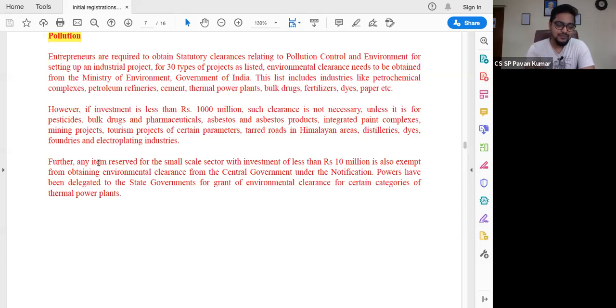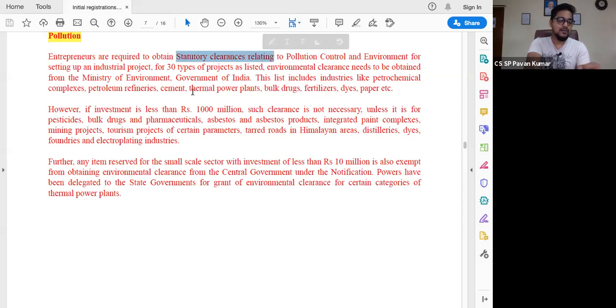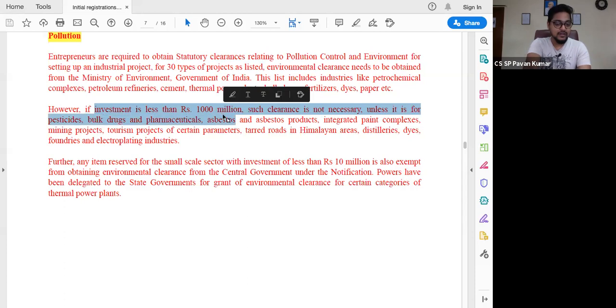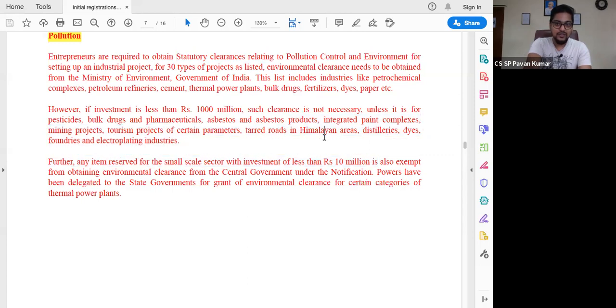However, these clearances are not required if the investment size is less than 1,000 million. Less than 1,000 million, no need to get clearances. However, if I am dealing with any one of these products, that is why they say 'unless', then even though I am below 1,000 million, I still have to get registration.